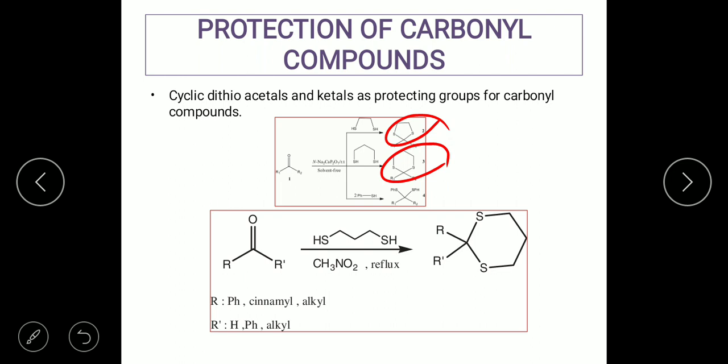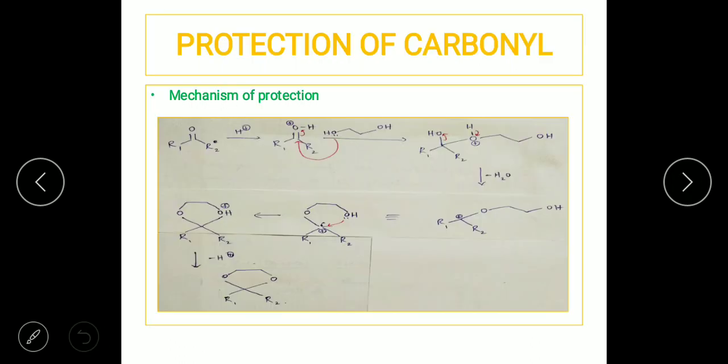The protection can also be done with thiophenyls as well. So these are some of the thio groups that can be used for the protection of carbonyl, and this is the reaction for the protection of a ketone using a dithiolane. Now next, let us look at the mechanism of protection, how the ketone group in a compound can be protected using the acetal group.